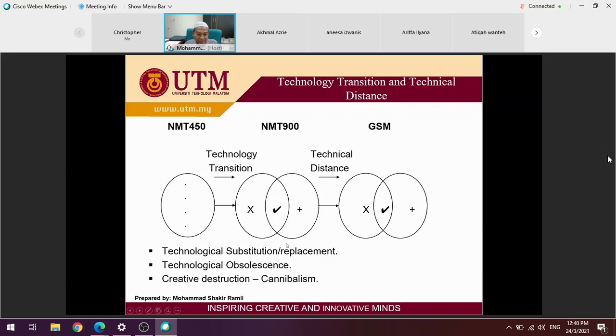As you can see in this diagram, this circle denotes the old technology. Some of the technology inside the first circle with an X means that it has been obsolete and has been taken out from the NMT product. And some has been retained in this new version, the new product NMT 900. They add a few more sub-technologies in order to increase the technical capability, technical performance or technical function of that NMT.